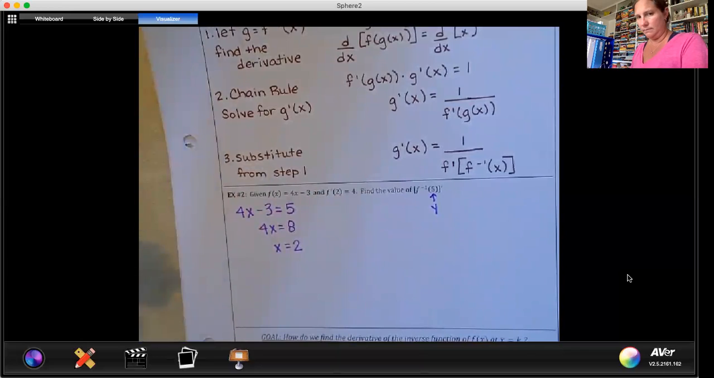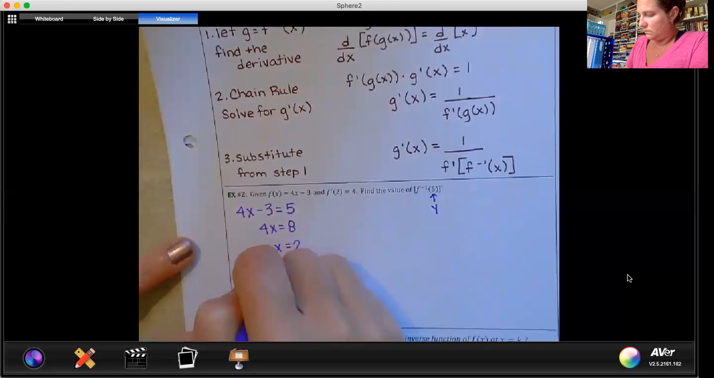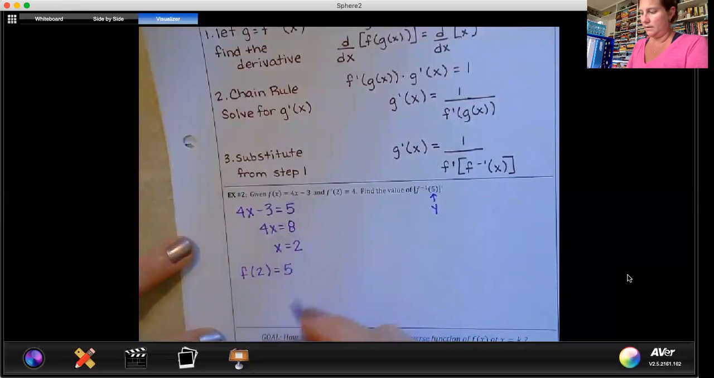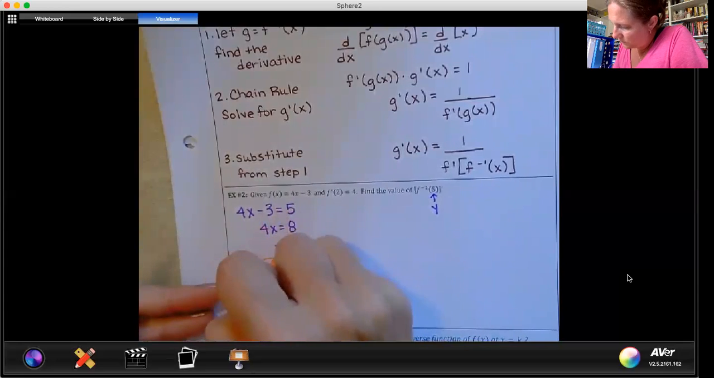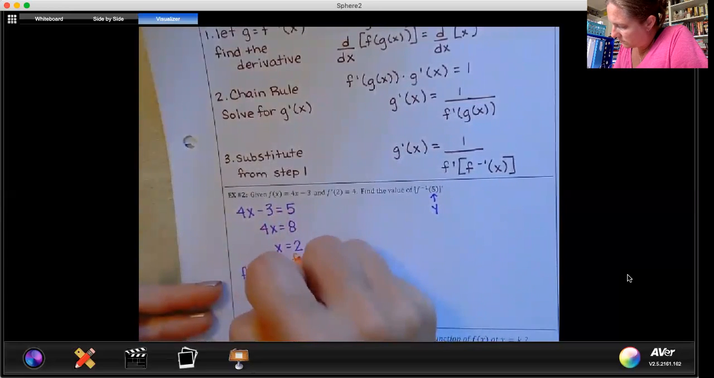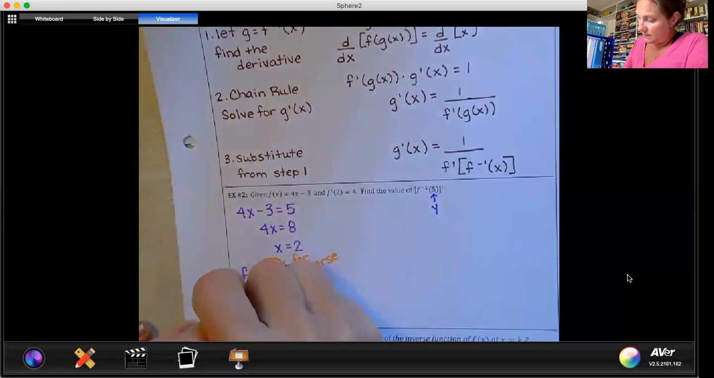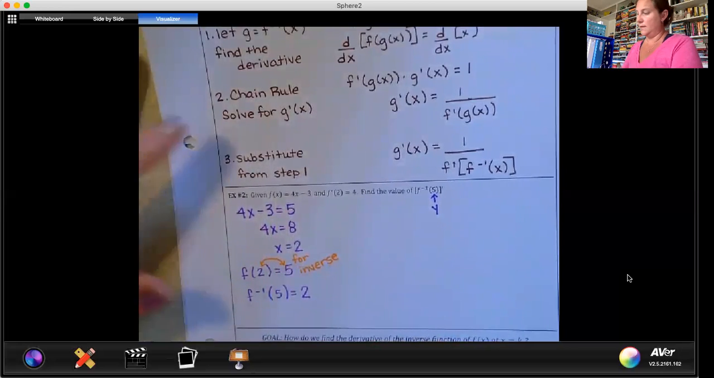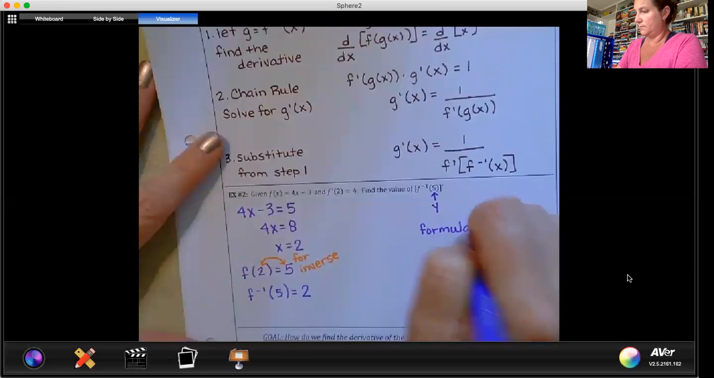So here's how we're going to deal with that x equals 2. That means f of 2 is equal to 5. In our function, plug in a 2 and you get 5. So what we're going to do for the inverse is switch these two. So what that looks like is f negative 1 of 5 is equal to 2. And I'm going to show you how we're going to use that in our formula, which we just derived here at the top of the page.